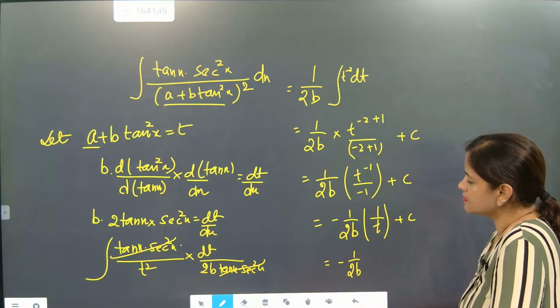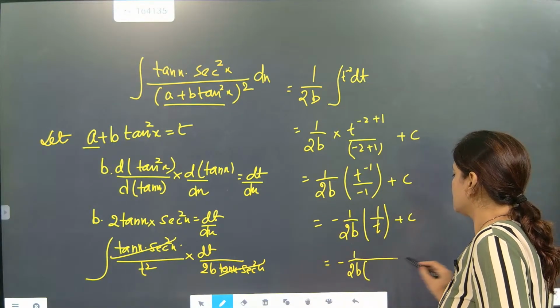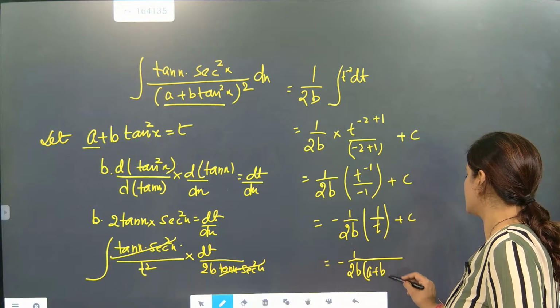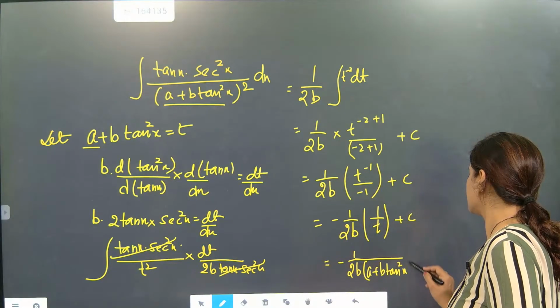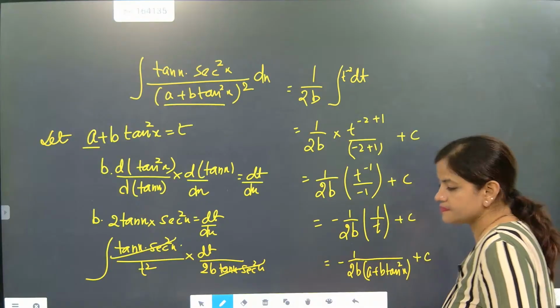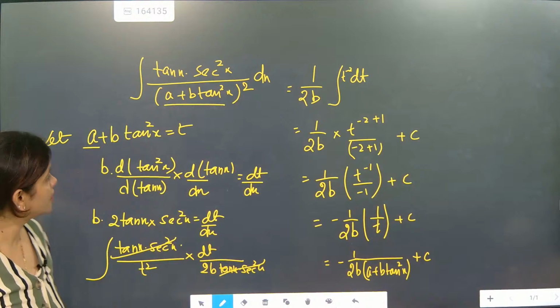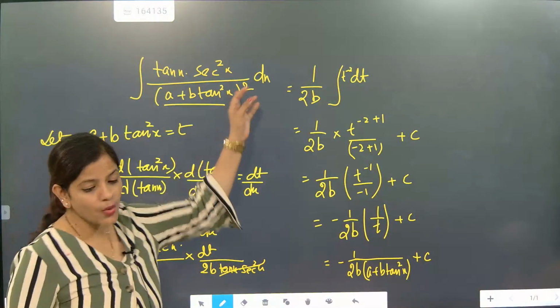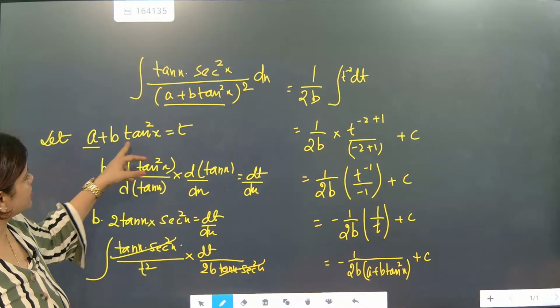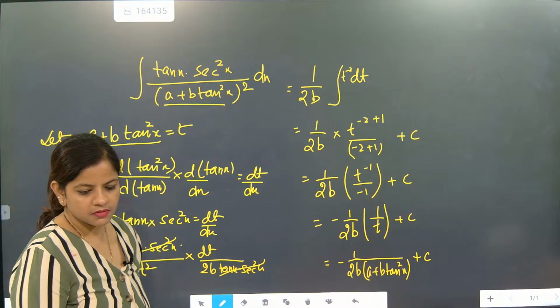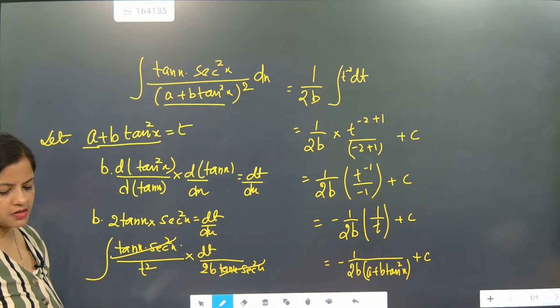What is t beta? A plus b tan square x is there. You check tan square x. I took. Shivaranjani got the answer. Correct one.